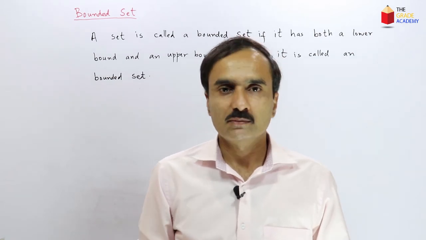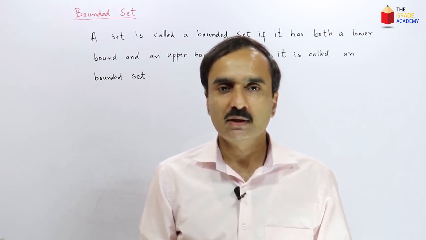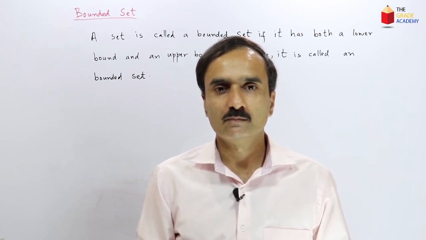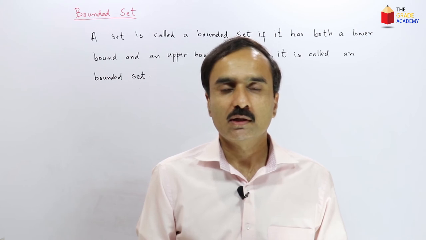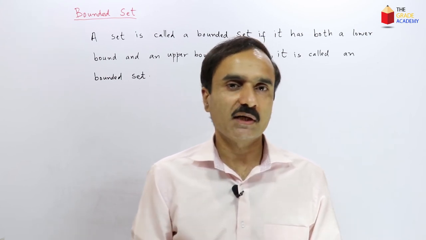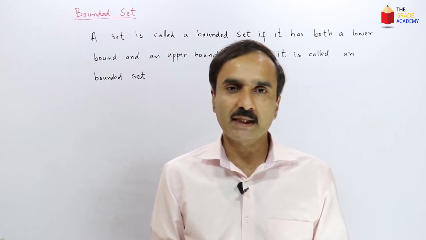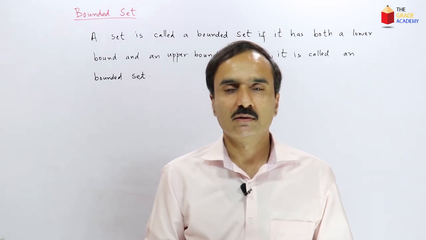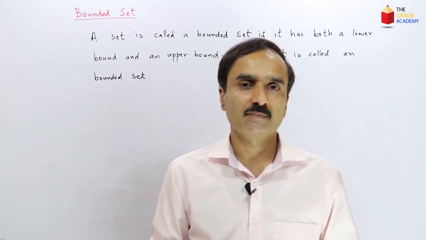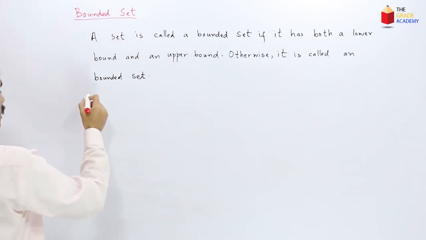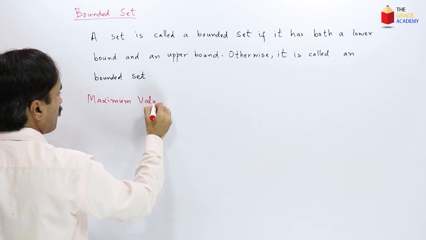So we have studied that the least upper bound of a set is called its supremum, whereas the greatest lower bound of the set is called its infimum. Supremum and infimum can sometimes be called the maximum and minimum values respectively, but they are not always maximum and minimum values. The supremum of a set is a maximum value only if it belongs to the set. Similarly, the infimum of a set is called its minimum value if it belongs to that particular set.